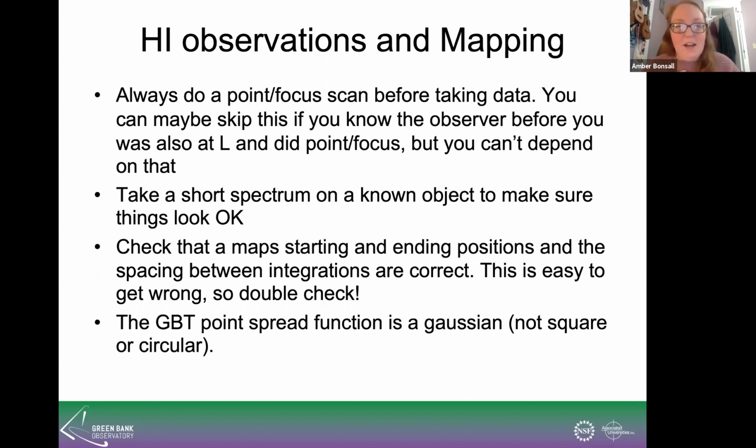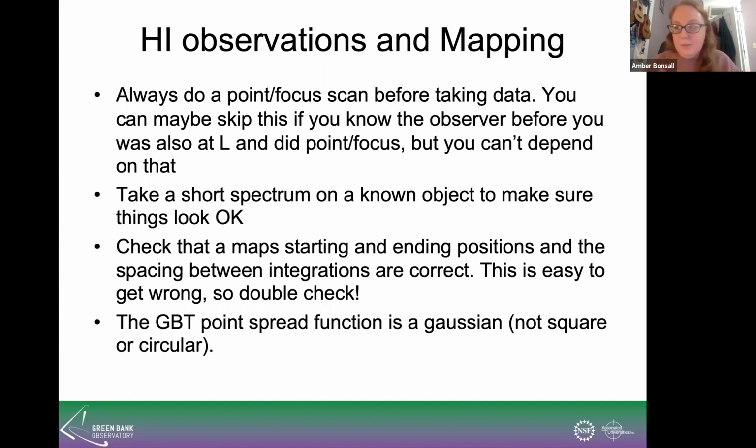So I personally will always say you should always do a point, or at least a point. You don't necessarily have to do a focus. It's kind of a sanity check to keep yourself from wasting time afterwards. And as Tony says, if you use a known source especially, we'll be able to tell if something's wrong. You should also take a short spectrum on a known source, to make sure things look okay.